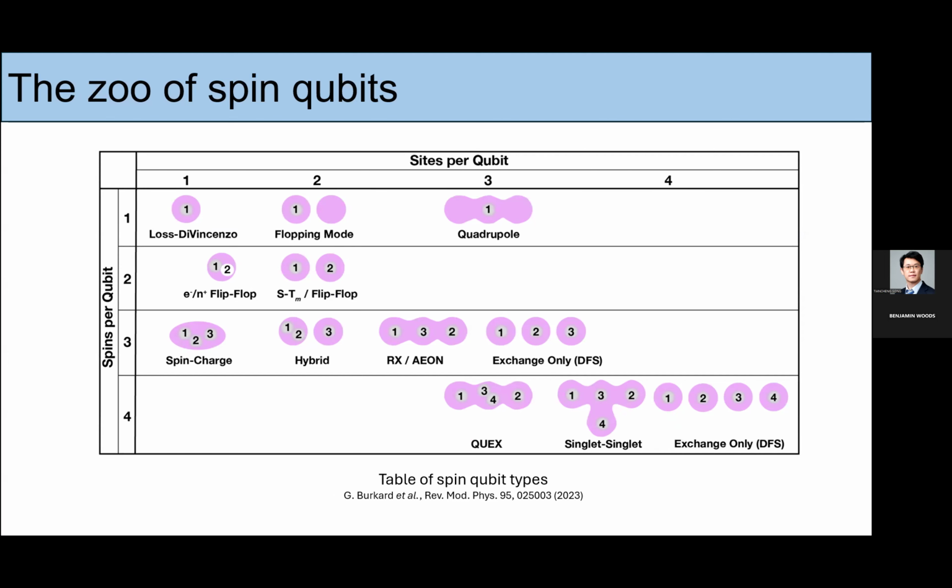We're going to focus largely on the simplest one up here, this Loss-DiVincenzo qubit, which is just a single spin inside of a single dot, right? But we'll also touch upon a singlet-triplet qubit, which corresponds to having 2 electrons, so 2 spins in 2 quantum dots. And we'll see how adding electrons to the system gives you a different encoding of your quantum information and allows you to control the qubit in a different manner than for this simple Loss-DiVincenzo qubit.